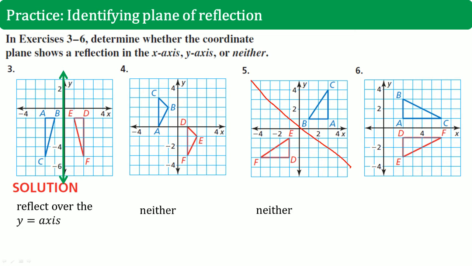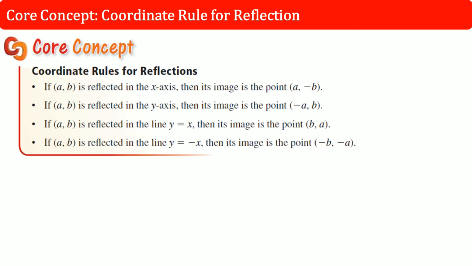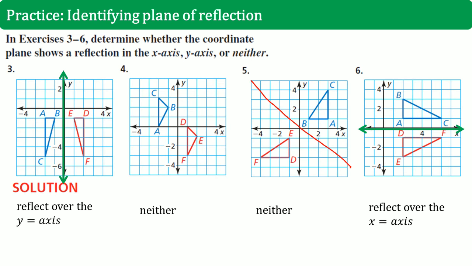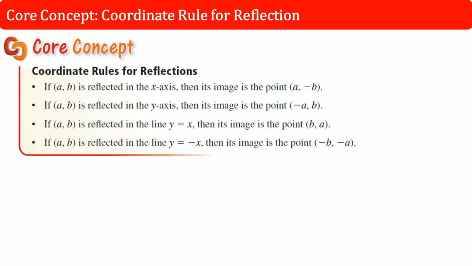Okay, and number 6, does it reflect over the x or the y axis, or neither? We would say it is reflecting over the x-axis. And what I drew here is the line of reflection to show you that it reflects over the x-axis. Here's the core concept. There are certain rules from here that we could determine, right?